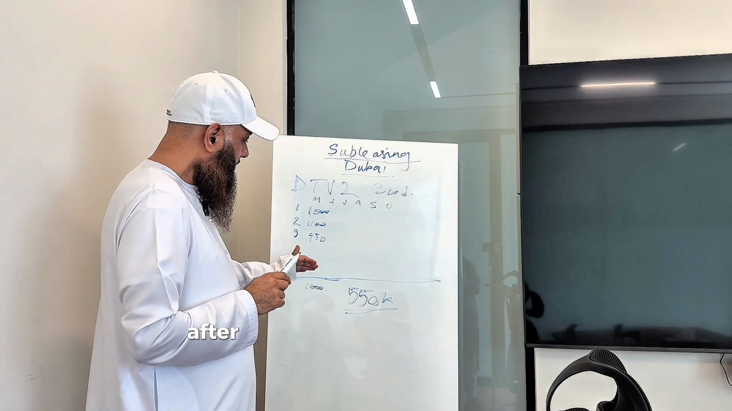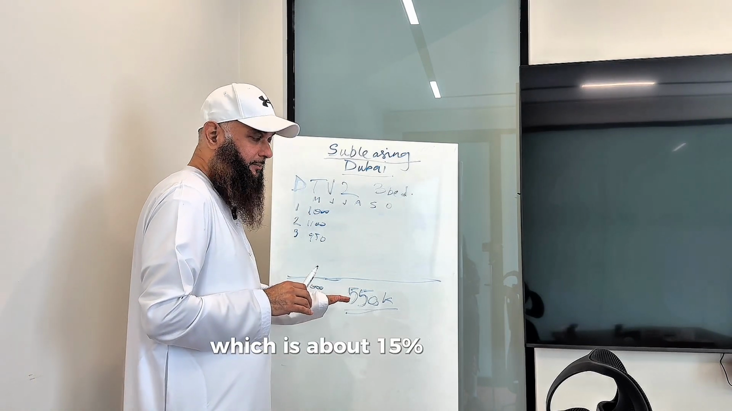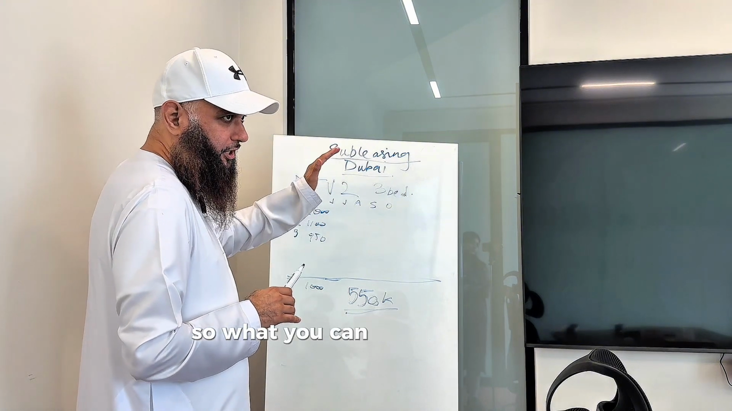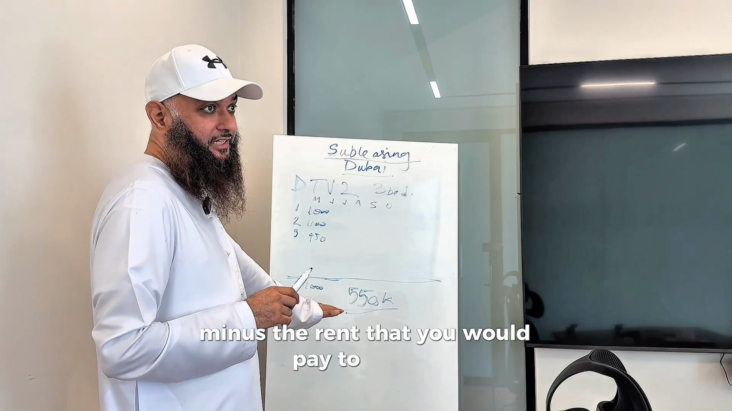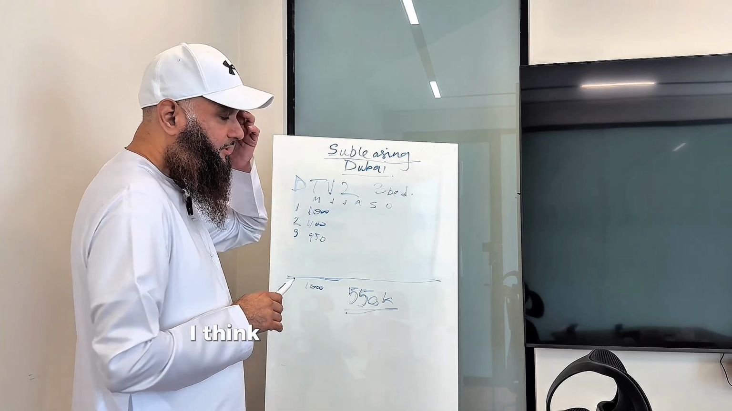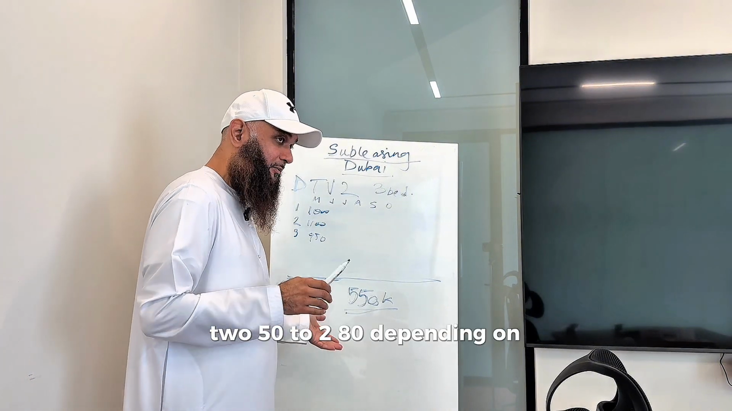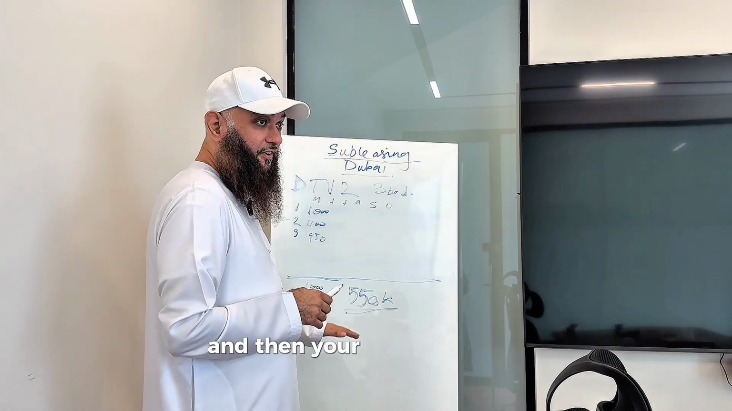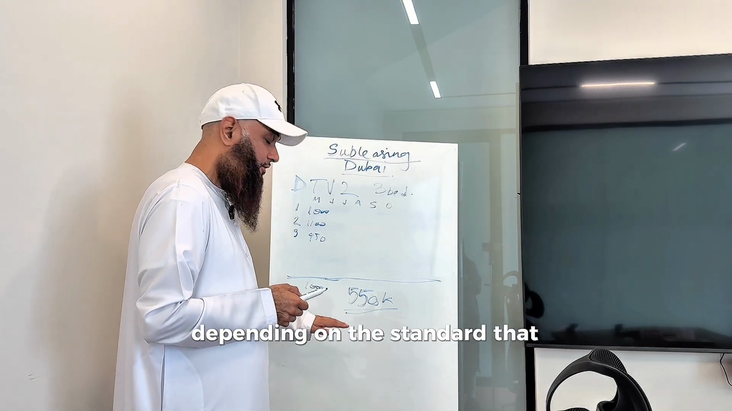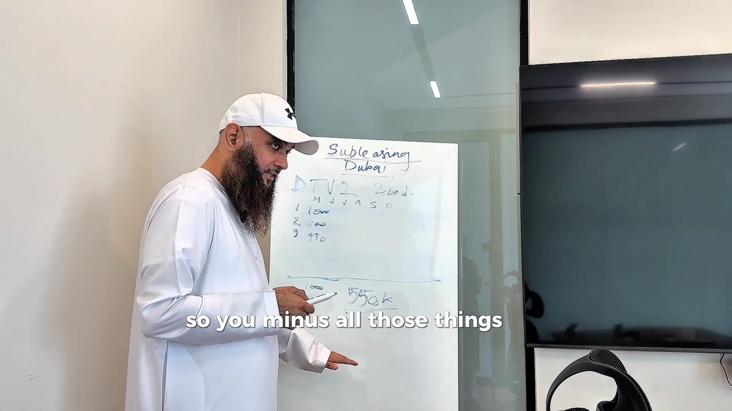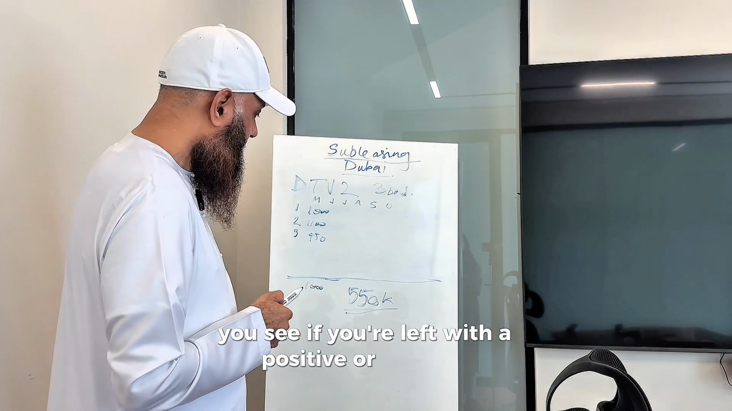After that, you also would need to subtract the Airbnb fee, which is about 15% plus VAT. So what you can earn, minus the Airbnb fee, minus the rent that you would pay to lease it. So the average property there, I think you could lease for about 280 today, 250 to 280, depending on what a good deal you get. And then your furnishing cost. Furnishing could be anything from 50 to 80,000, depending on the standard that you go. So you minus all those things. And then after minusing all those things, you see if you're left with a positive or a negative.